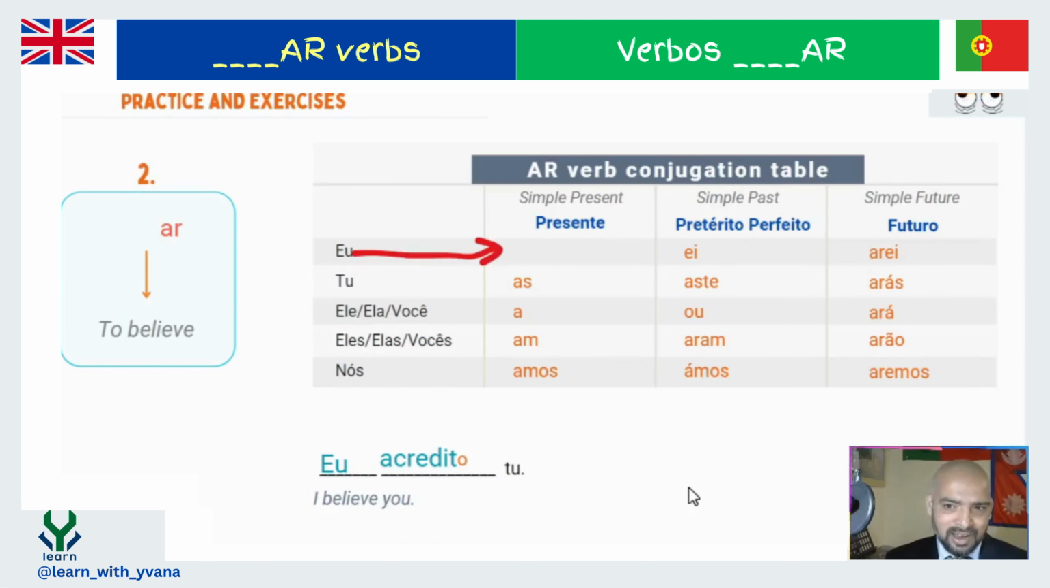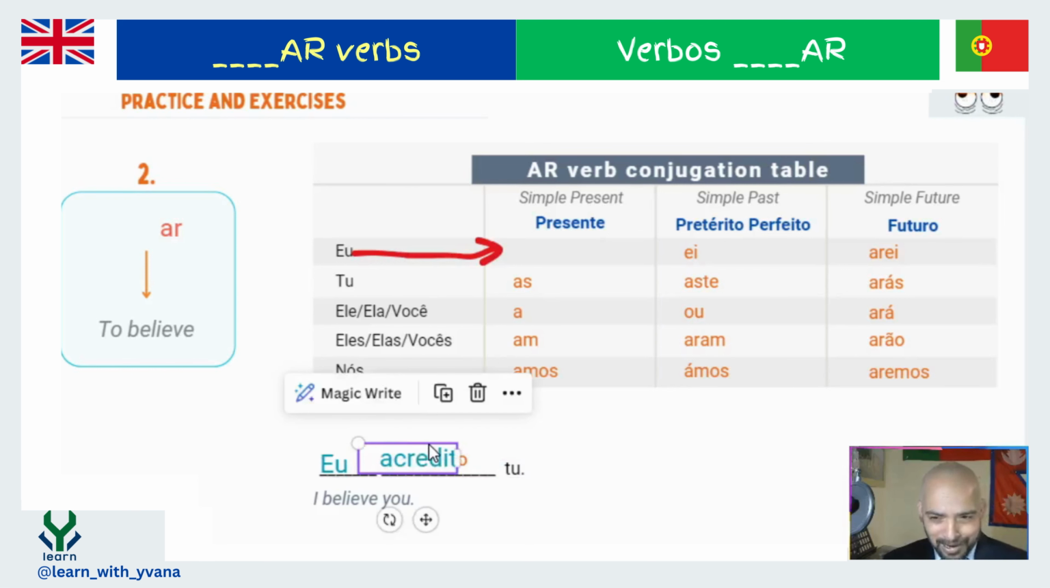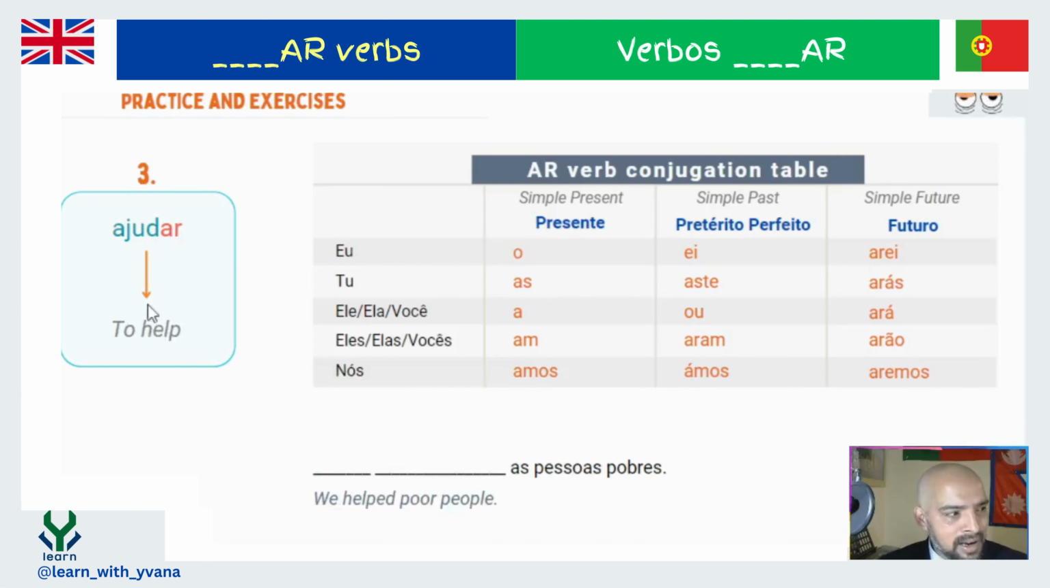That you want to say that I believe you, because the verb is the main thing that tells what you want to do, right? So this is how we make a sentence. Let's say another verb here. Ajudar, like help. Ajudar means to help. If you want to help someone or if somebody helps you, that is called ajudar.